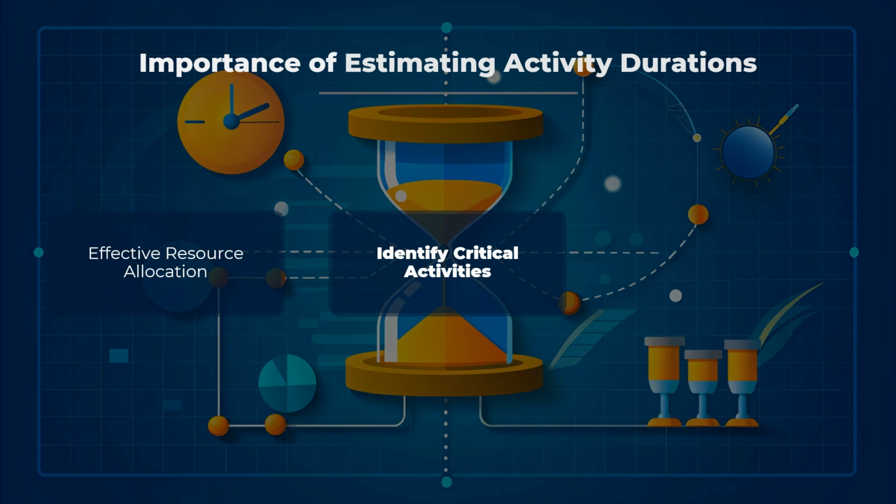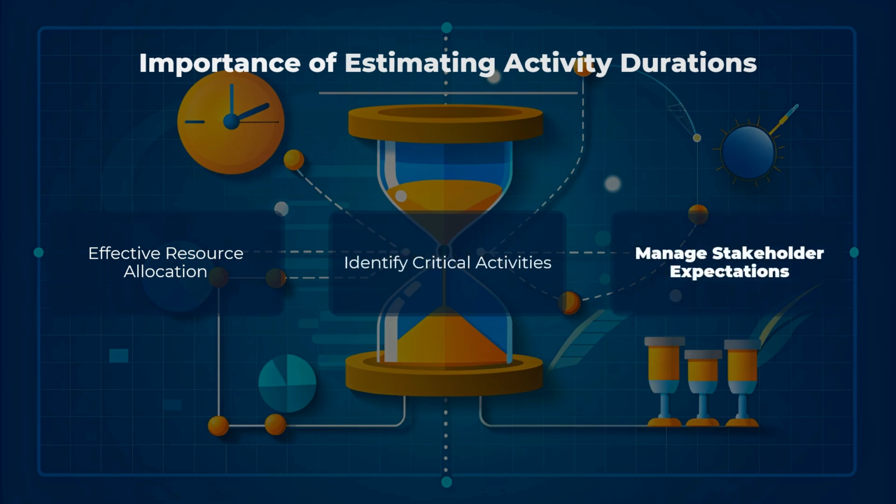In a construction project, estimating the durations for tasks like foundation laying, framing, and roofing helps identify the critical path. Delays in these tasks will delay the entire project, so they require close monitoring and priority resource allocation. The third reason is that accurate duration estimates help manage stakeholder expectations.